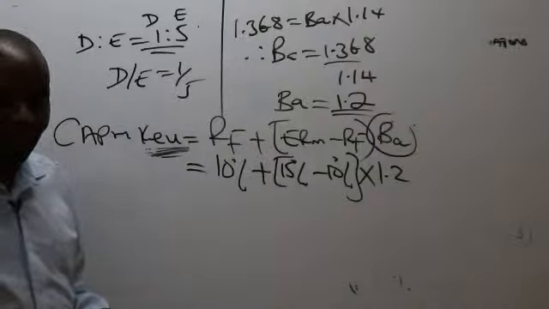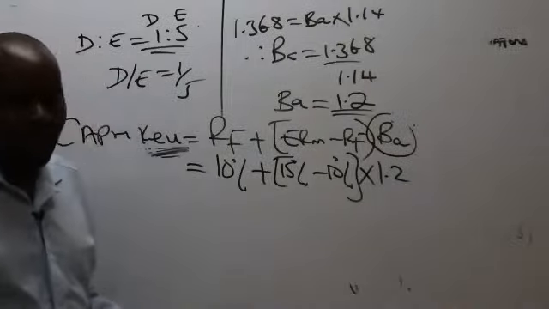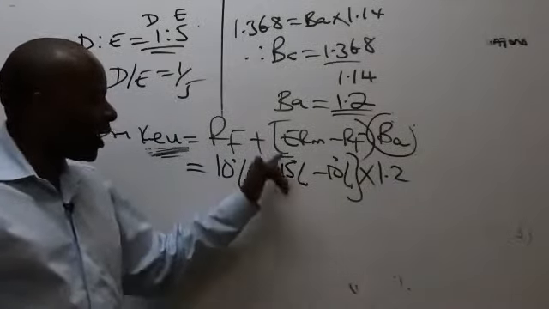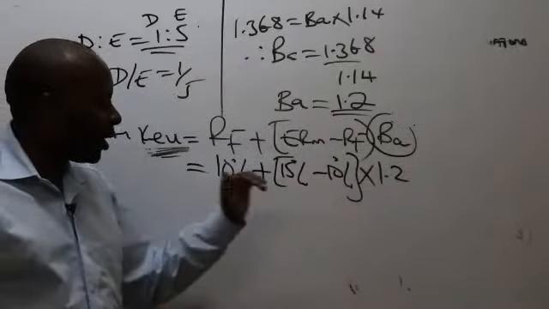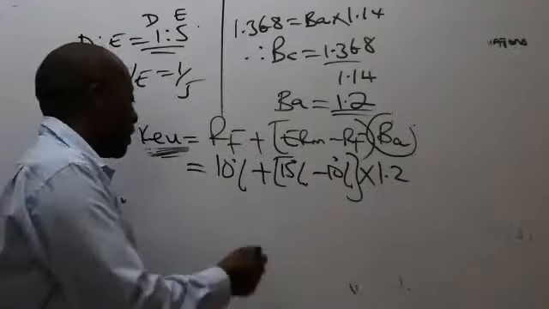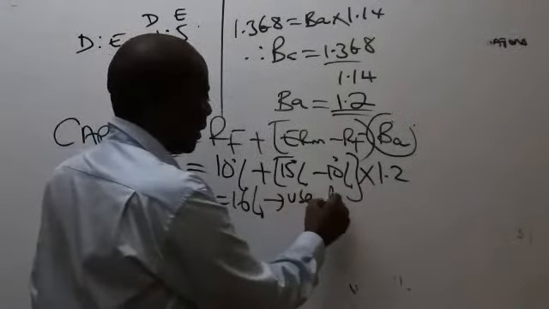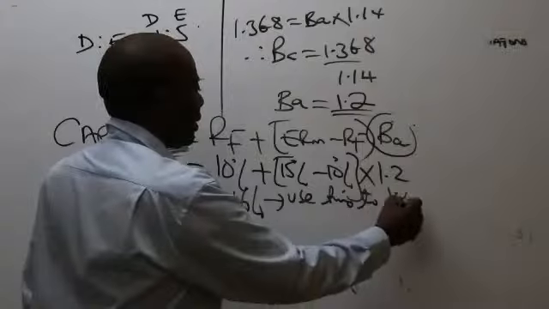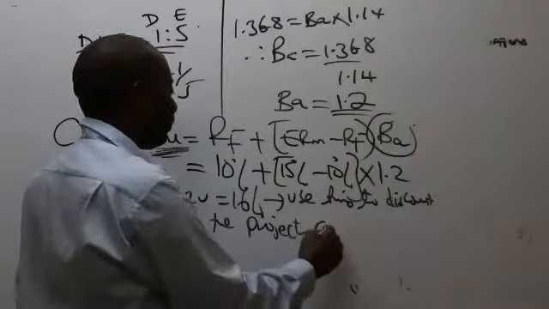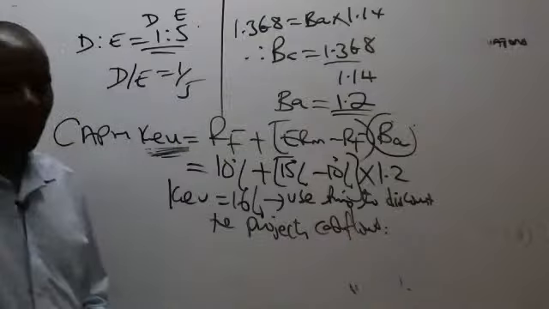Ladies and gentlemen, that means that I should use what for my cash flows discounting? Here you have to be careful how you use your brackets. First of all, if I'm the one doing this, I'll say 15 minus 10 close brackets times 1.2, and then I say plus 10. So Olivia tells me 16%. So in this case, KU is 16%. Use this to discount the project's cash flows.